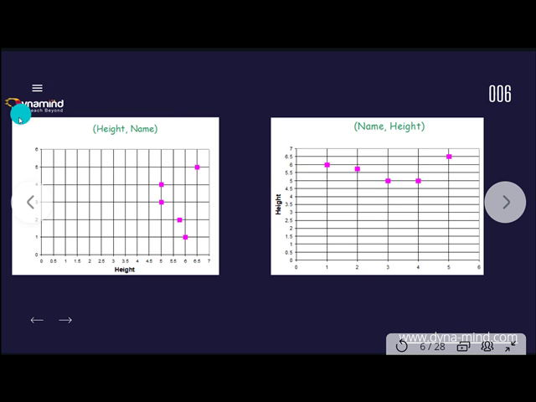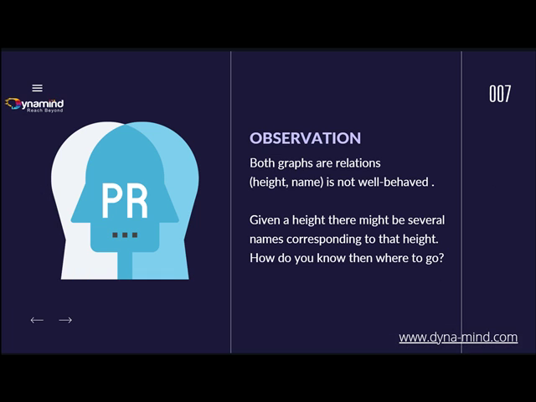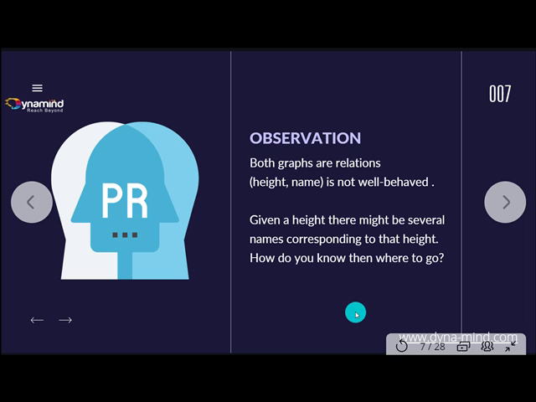So which representation is better for us in certain situations? Left or right? The right one gives a unique height for every name on the x-axis. The left one doesn't give that. If you plot height on the x-axis and name on the y-axis, for one height you can have two students. This is very vitally important, and we have to decide which representation to carry forward. So in a nutshell, both graphs are relations, but height and name is not well behaved. For one height you can have two students, or three, or four. So you don't know, just looking at height, where to go.